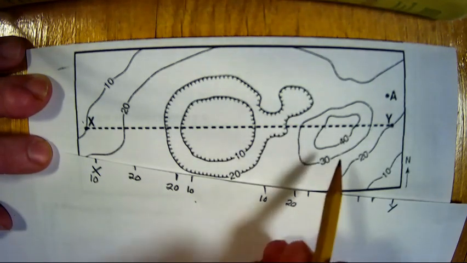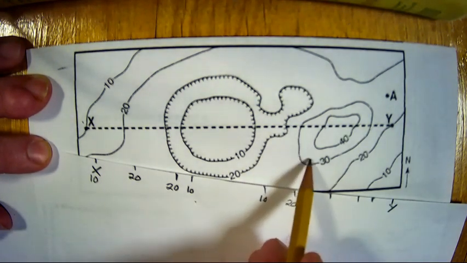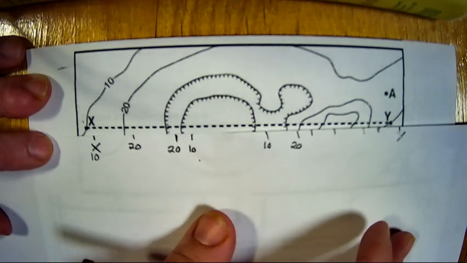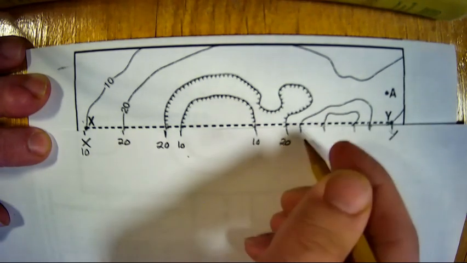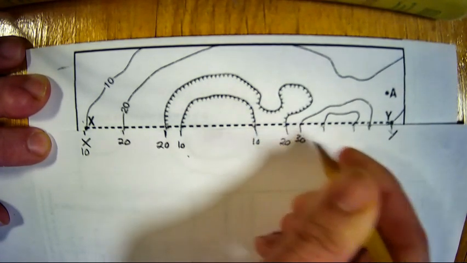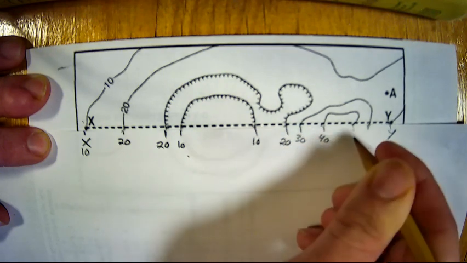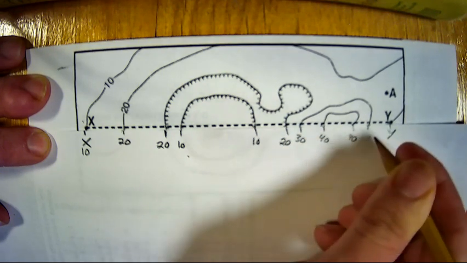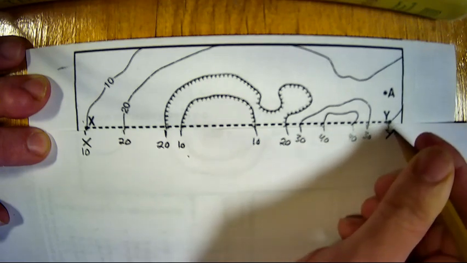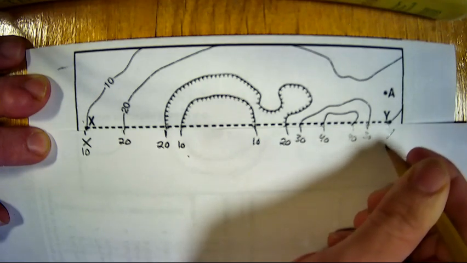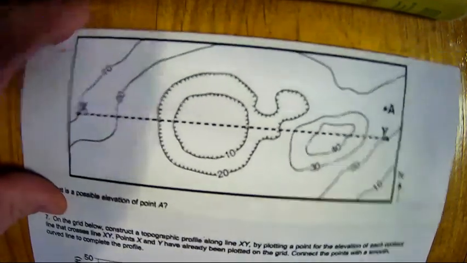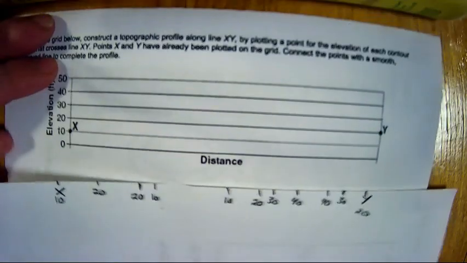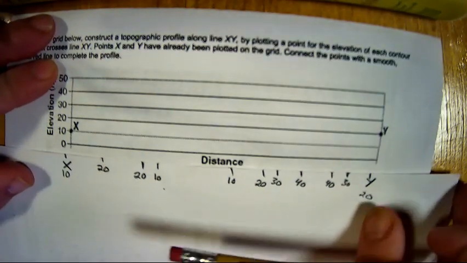Now this one is going to violate that rule a little bit, but I can see that it's actually labeled right here. So sometimes it's worth it to move your paper. I'll label that one 30, 40, 40, 30, and then finally, here at Y, this is going to be 20. All right. So once I've labeled that, I'm going to move that down here to my graph.